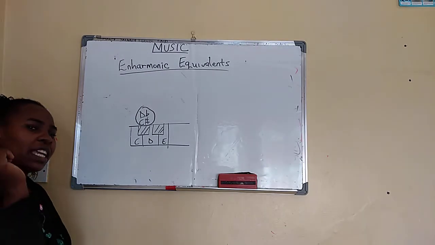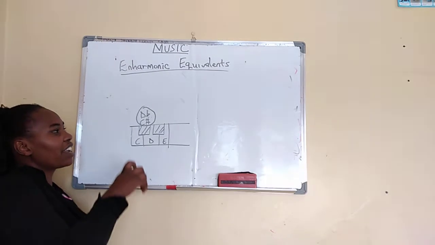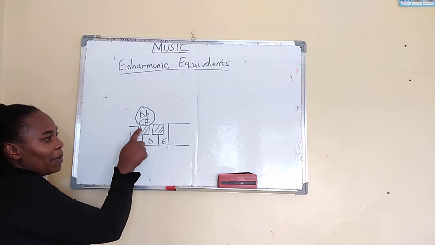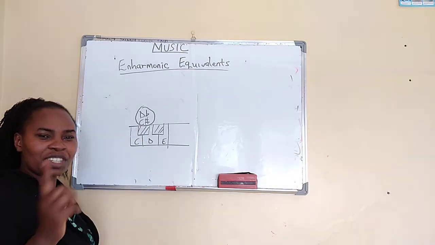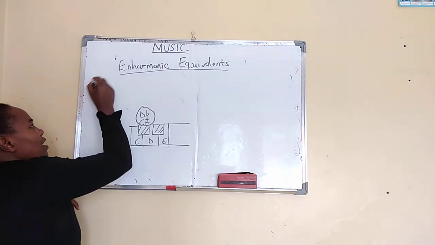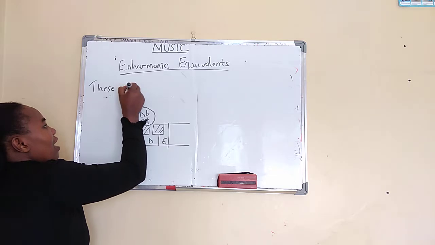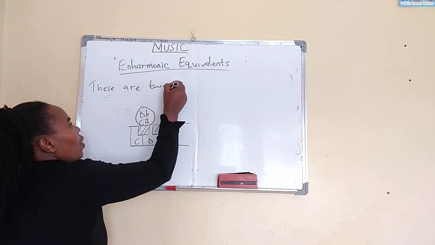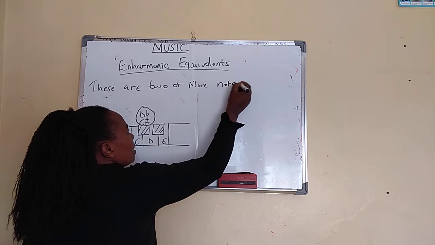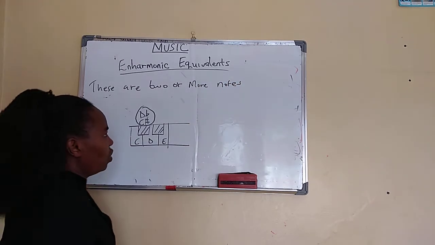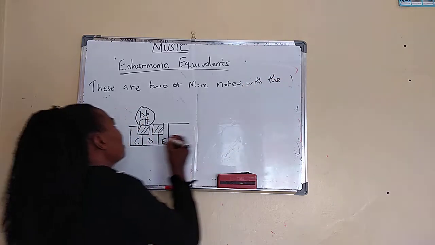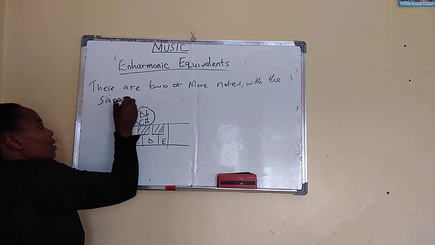And now, what are enharmonic equivalents? These are two or more notes of the same pitch. Remember, we are here of the same pitch, but different letter names. Let me write it down. These are two or more notes. Yes, there can be two or more notes with the same pitch.